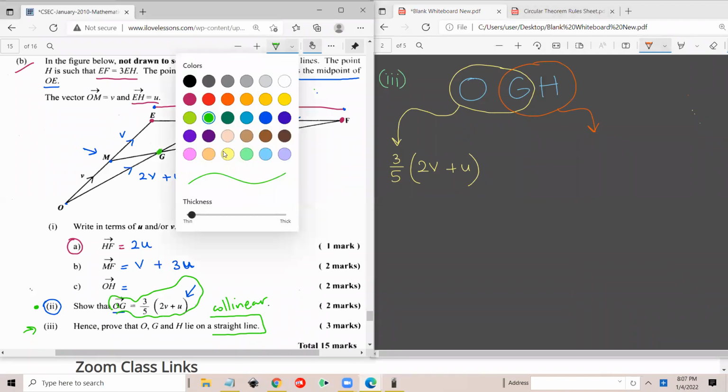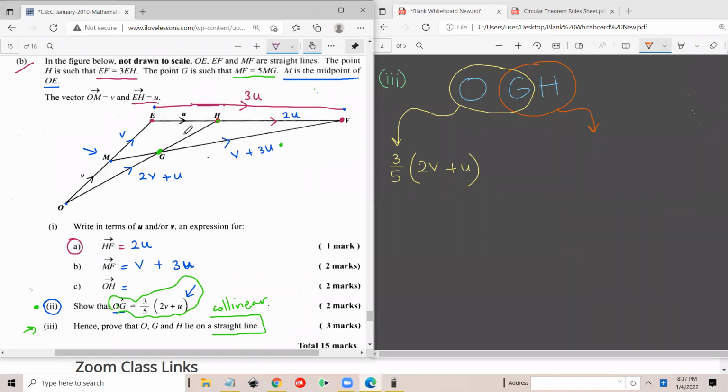GH is this vector here. I'll put it in pink. Right? From G all the way to H. So get working on that. Ask yourself, how can you walk from G to H? Right? There are plenty of ways. You could go from G to F and then what? F to what? H, or you could go from G to M, M to E, E to H.